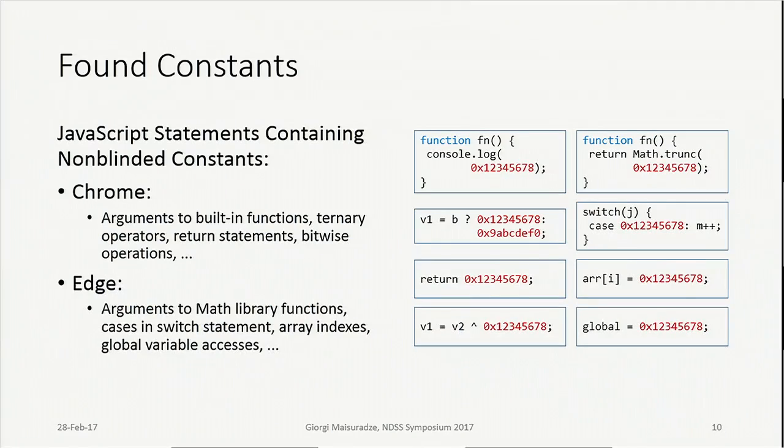Running this framework for a couple of hours already showed us a variety of different results where constant blinding is not applied. These examples can be seen here, but it's not all. There are more of them. The simplest one, for example, is returning an integer constant from a function, which will actually generate an embedded value in the compiled code. However, although this set of statements that use non-blinded constants look similar in both browsers, the reasons why they are not blinded are different.